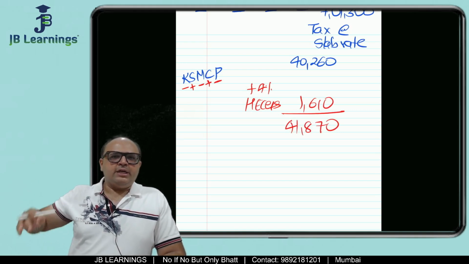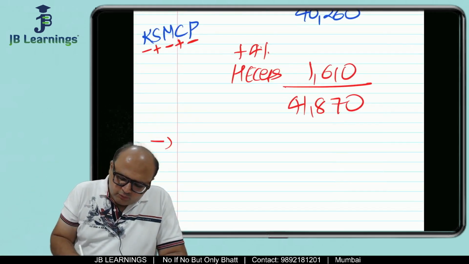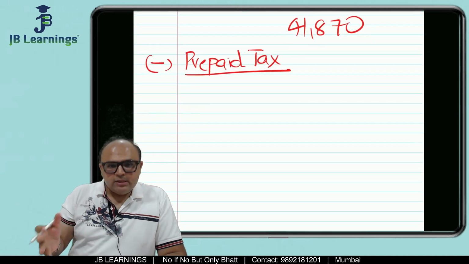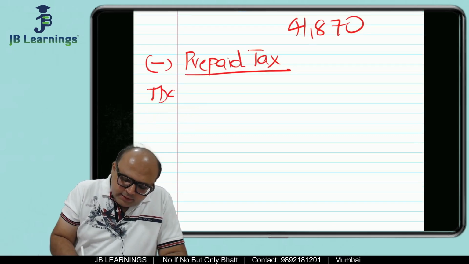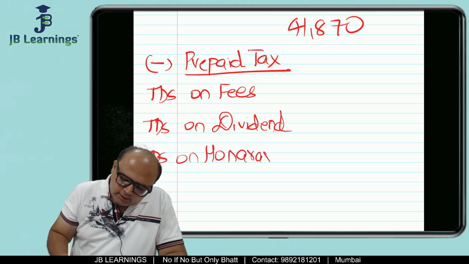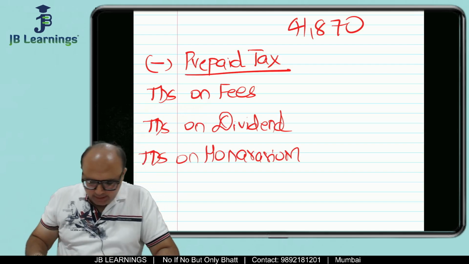Very, very important. We are supposed to do prepaid taxes effect also. We are supposed to give an effect of prepaid taxes because friends, in this question there are TDS. There is a TDS on professional fees. If you remember, there was a TDS on dividend also. If you remember, there was a TDS on honorarium fees also. So there are 3 TDS which are already deducted. So it means that amount is prepaid, right?